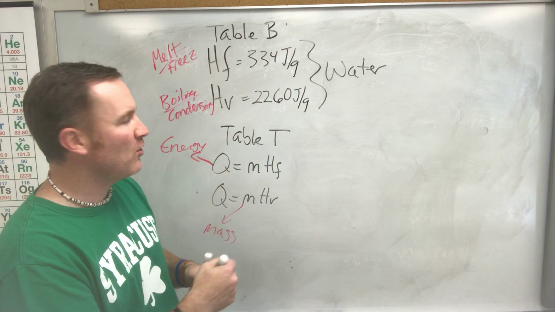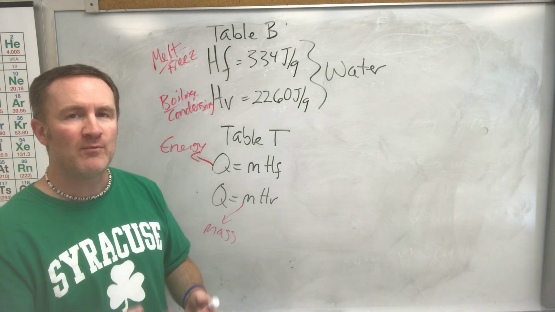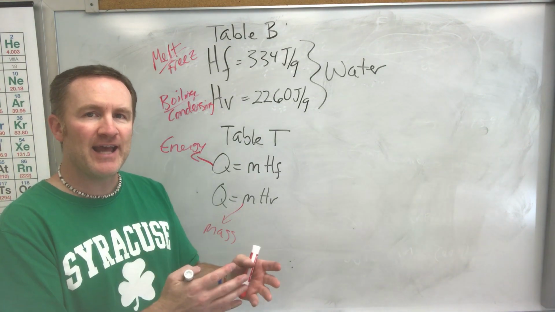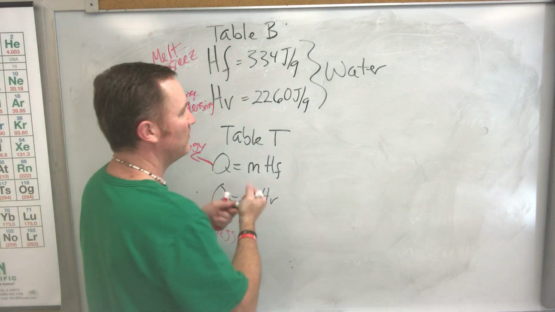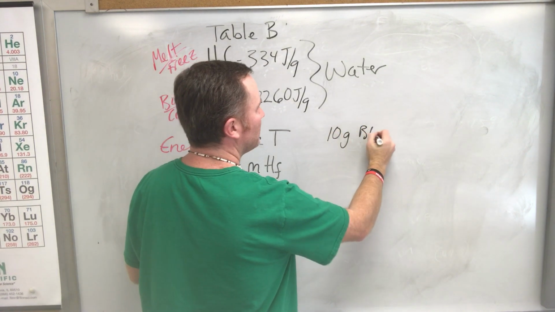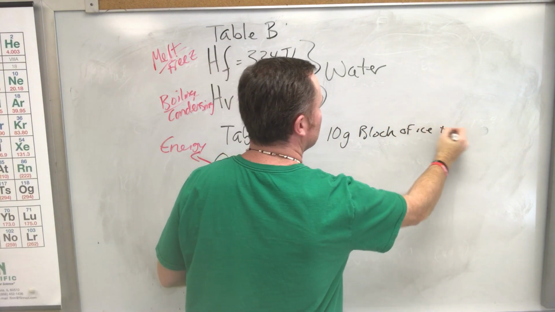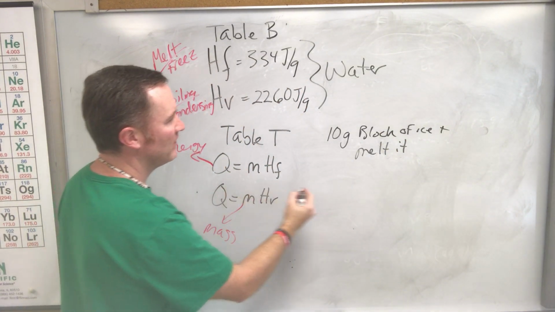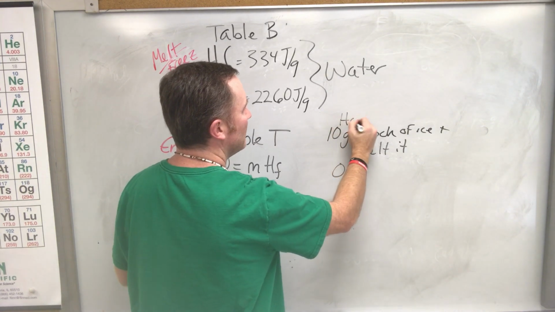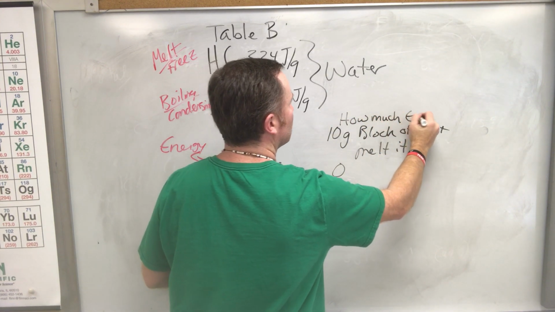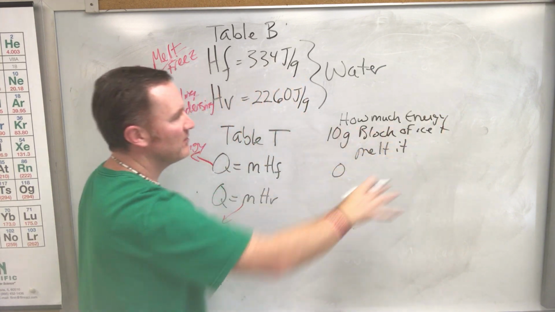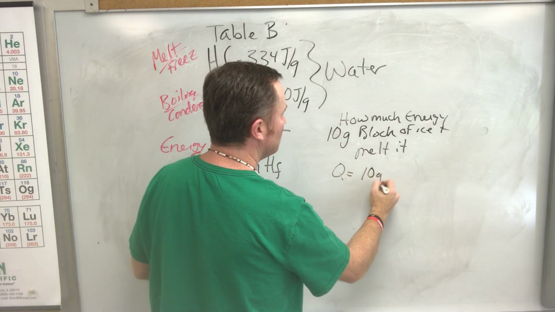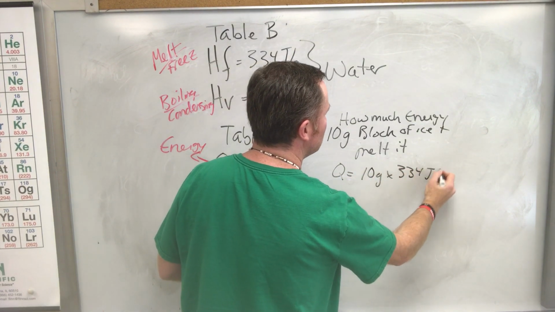And so you may see a question on the Regents that asks, how much energy is required to take a 10 gram block of ice at its freezing point and melt it? So we're going to be using this formula, Q equals mHf. So Q is what we want to know. So Q is equal to 10 grams times 334 joules per gram.